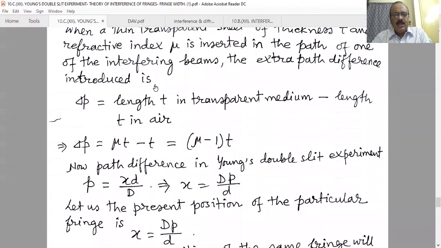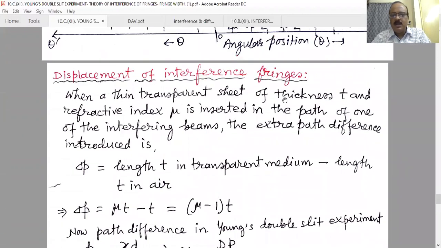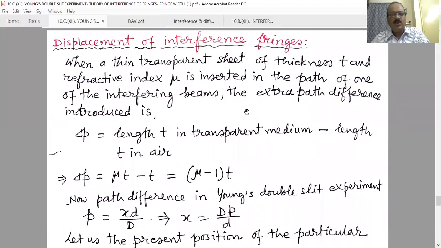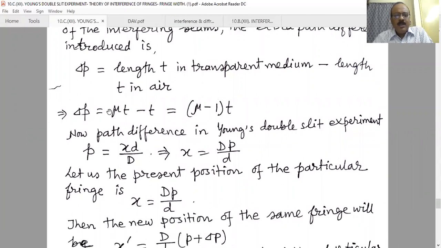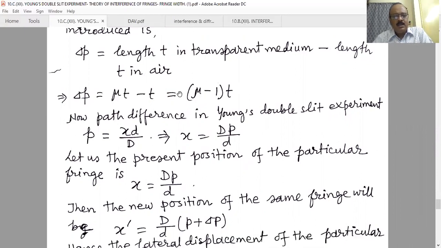Now what is this extra path difference? When a thin transparent sheet of thickness t and refractive index mu is inserted in the path of one of the interfering beams, the extra path difference, let us suppose delta p, is the length of t in the transparent medium minus length t in the air. That means now the optical path becomes mu into t, but the actual physical path before inserting is t. Therefore, mu minus 1 whole into t is the path difference.